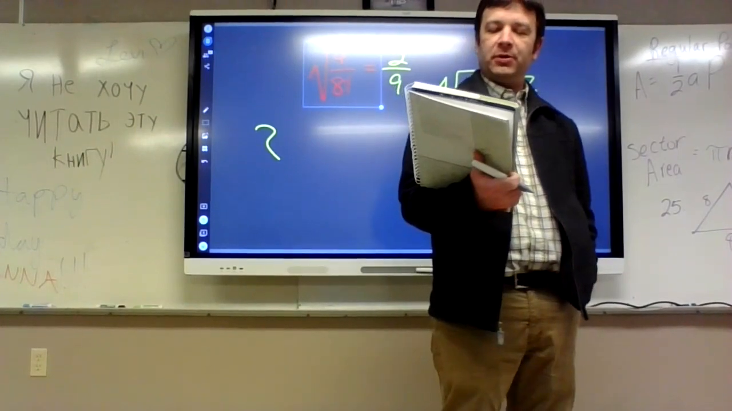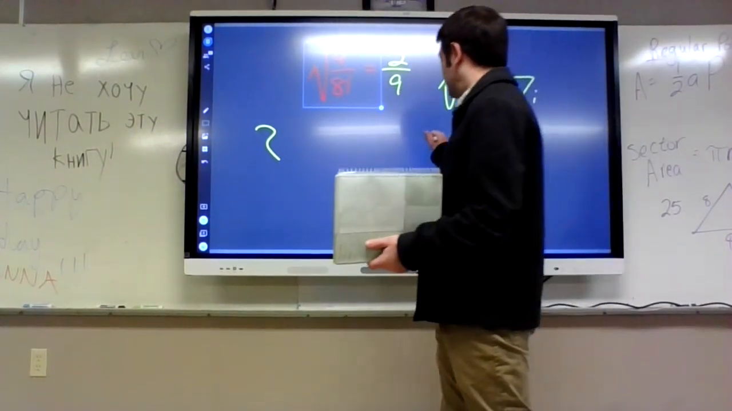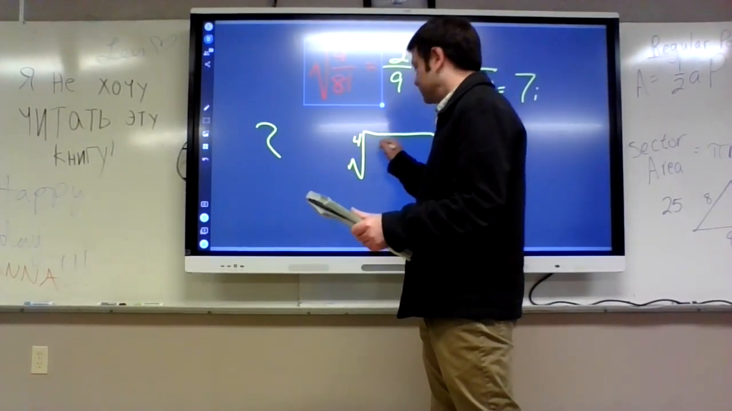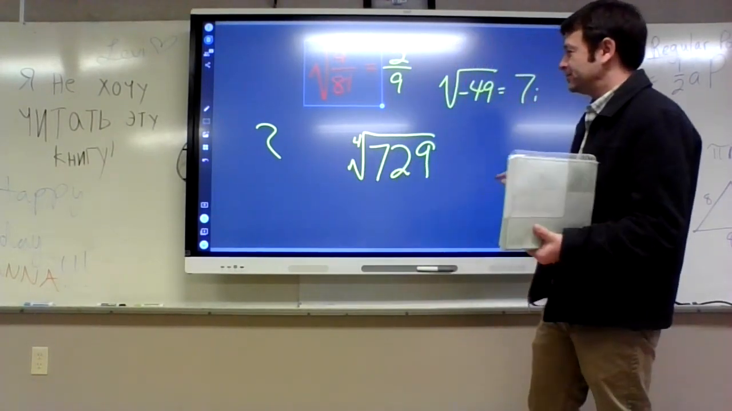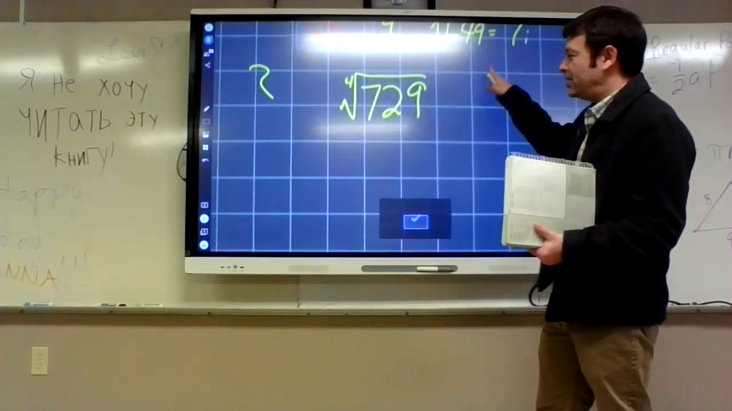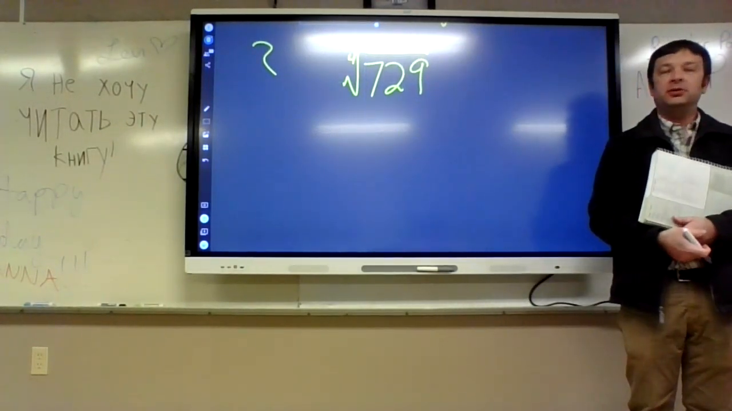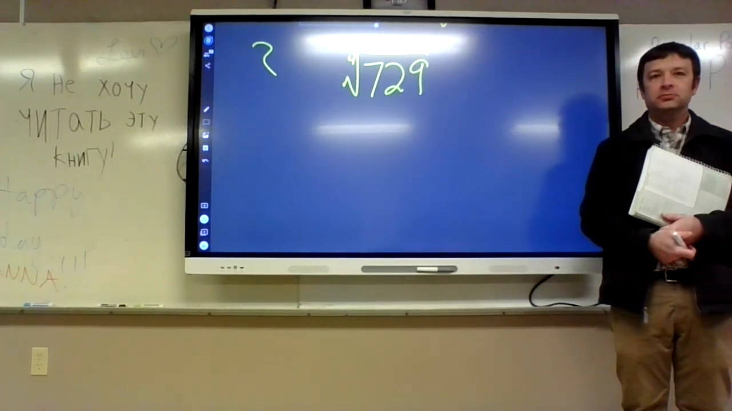Number 3, 4th root of 729. Uh-oh. This is Crystal's specialty. Crystal, did you say you want to do this one earlier? Are you sure? We're on number 3. 3a. How can I simplify 4th root of 729? Uh-oh, the calculator doesn't do it. You figure it out.